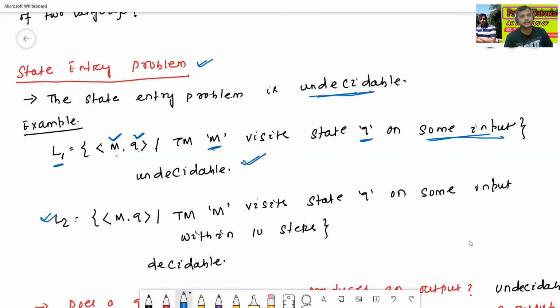Next example, the language L2 equals MQ: Turing machine M visits the state Q on some inputs within 10 steps. Here the number of steps is completely defined, so this problem is decidable. But in the earlier case we don't know how many steps, so that problem is undecidable. The state entry problem is undecidable, but if some step bound is given, like within 10 steps, then it is decidable.